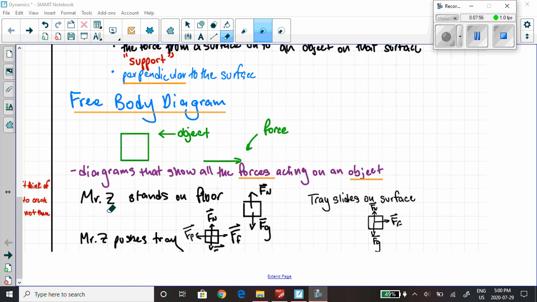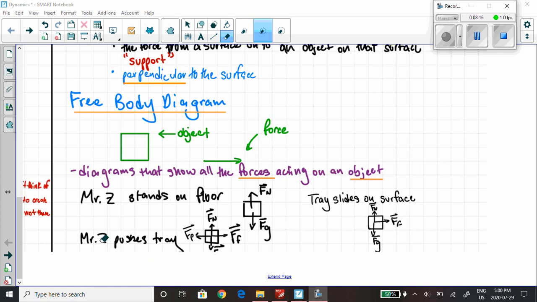So here's an example. Mr. Z stands on the floor. Well, there's my picture. There I am. There's Mr. Z. And there's a normal force because the floor is holding me up. And I'm on the planet Earth, so there's the force of gravity. So I draw the arrows and I label them. And there's our first free body diagram.